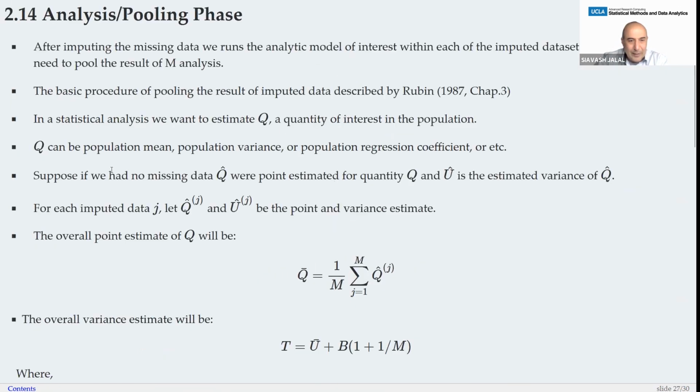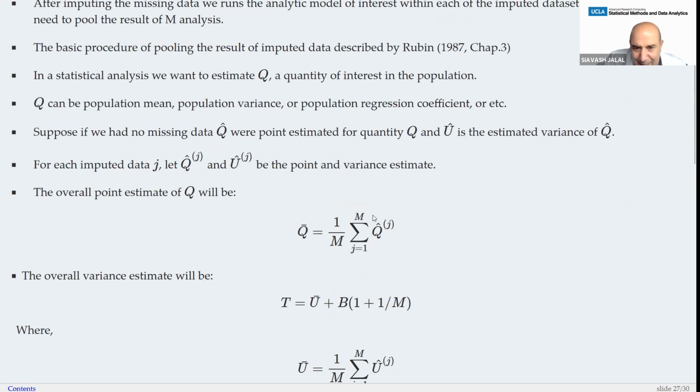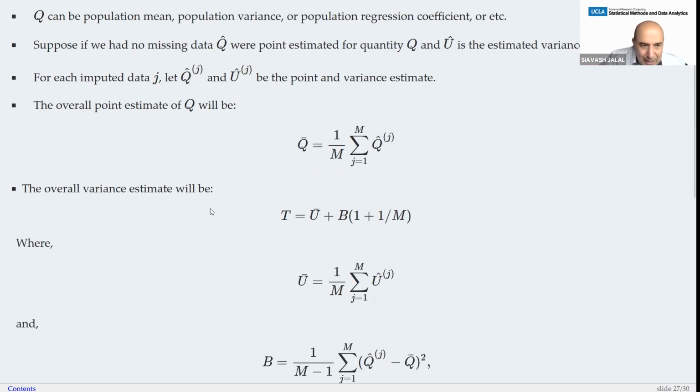So basically, for each estimate, you get one Q, which could be beta 0, beta 1, or any quantity that you are interested to estimate. And this Q bar is your pooled estimate, right? Very easy. That part is done, right? Okay, now, what about the variance of this Q bar?